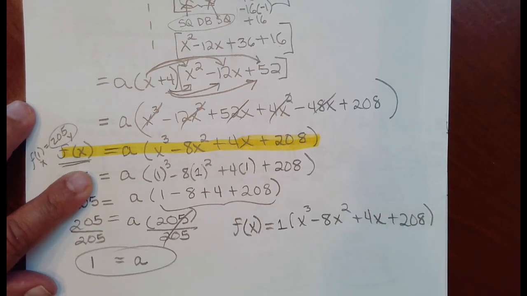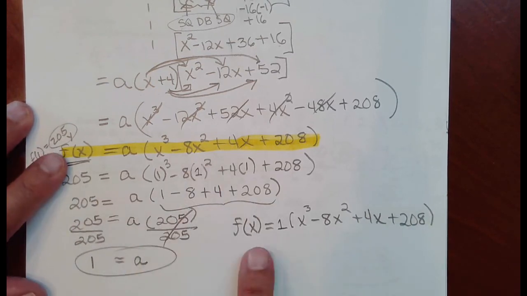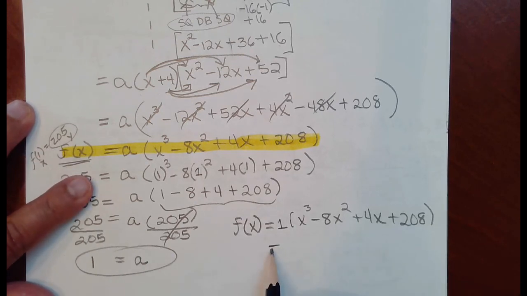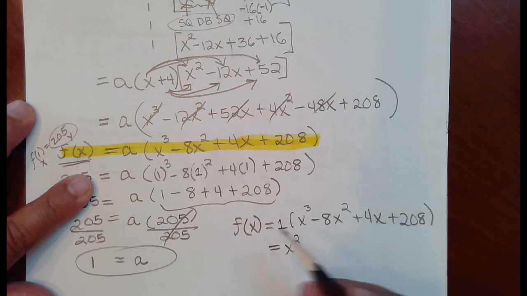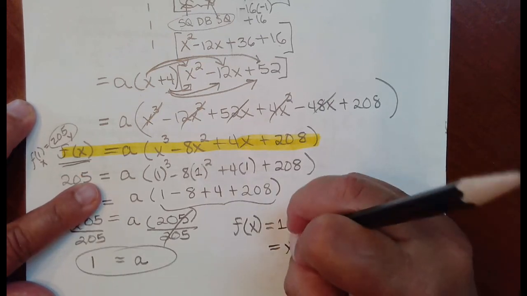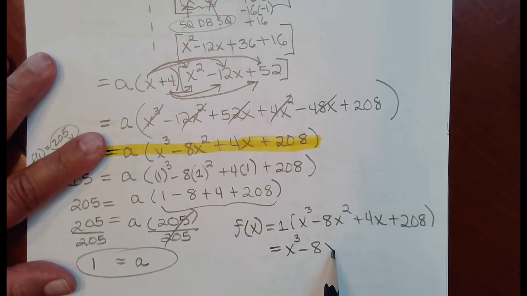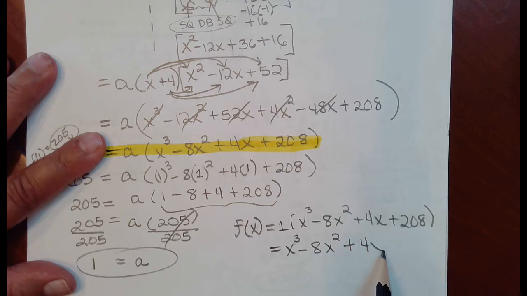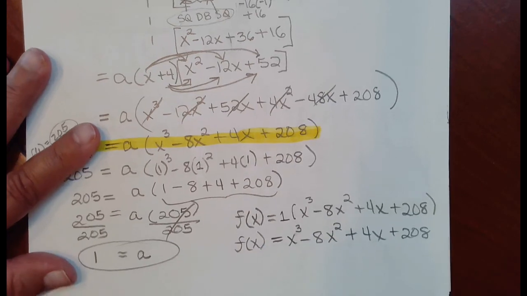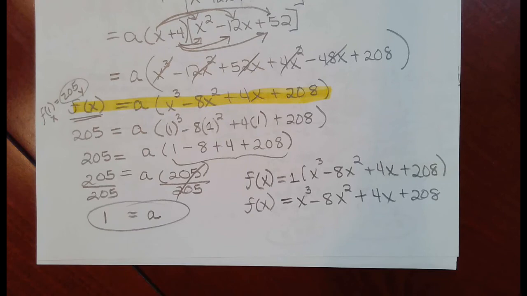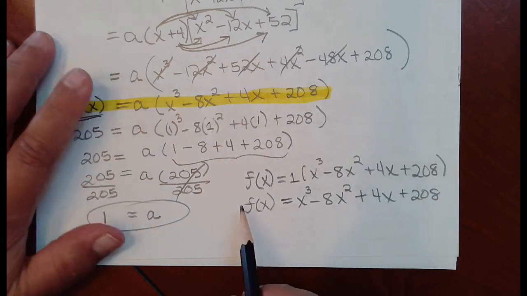Okay, so after all that work, we found out that a was 1, and therefore your final answer, usually whatever it is, you just distribute it, but since it's a 1, of course, it's not going to change anything inside the parentheses. It'll just be x cubed minus x squared minus 8x squared plus 4x plus 208. And that is your final function given all the parameters they gave you at the beginning of the problem.